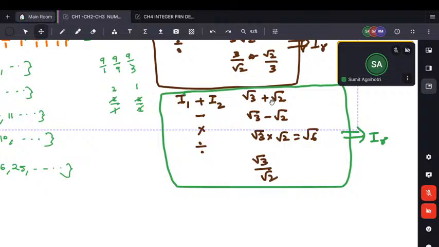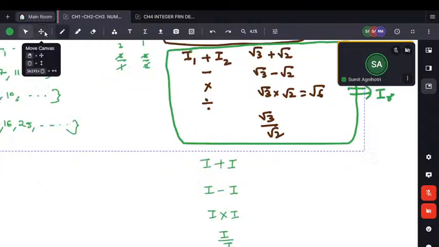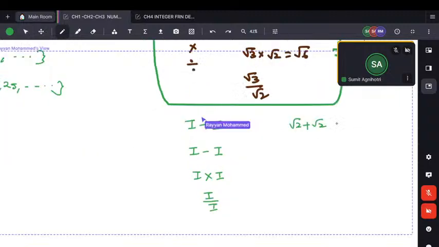But one more thing is here. You might ask: if I add two same irrationals, subtract two same irrationals, multiply two same irrationals, or divide two same irrationals, what am I going to get in all these cases? Let's go with some examples and then decide. If I am adding root 2 with root 2, what will you get? You will get 2 times root 2.